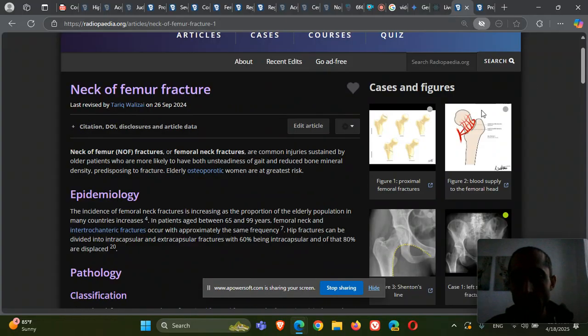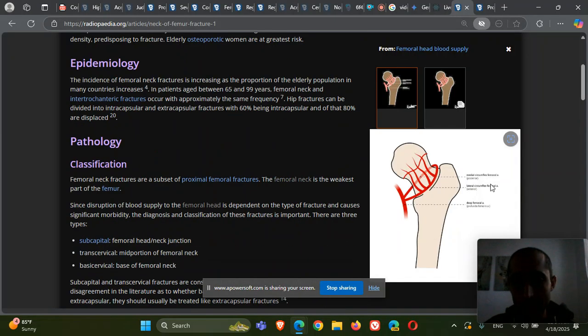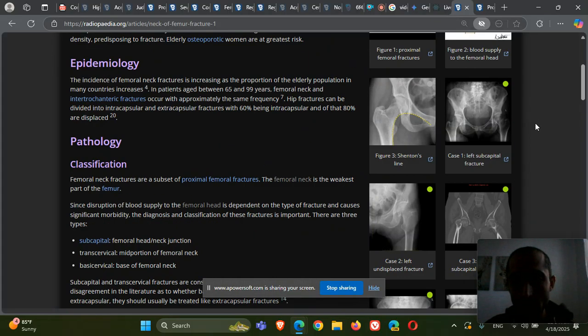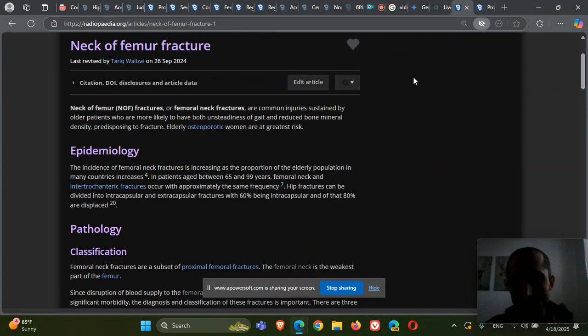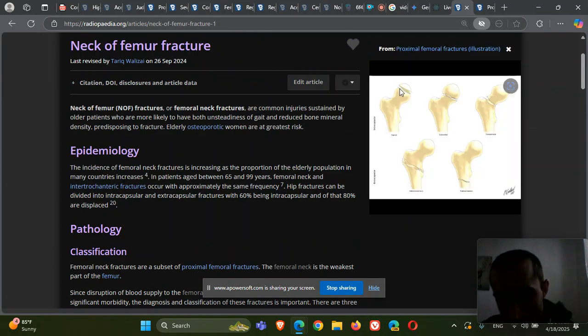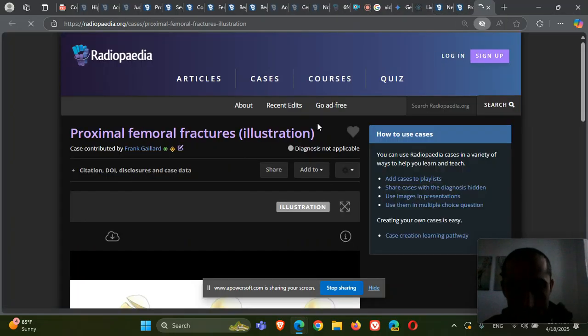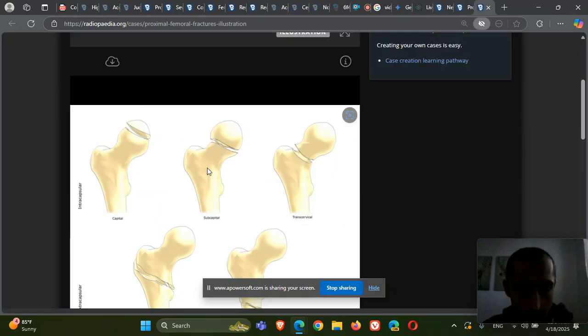This is the blood supply again. Deep femoral artery, medial circumflex femoral artery, and lateral circumflex femoral artery. This is our blood supply that we are talking about. Okay, capital is the head, subcapital is of the neck, and transcervical right over here.